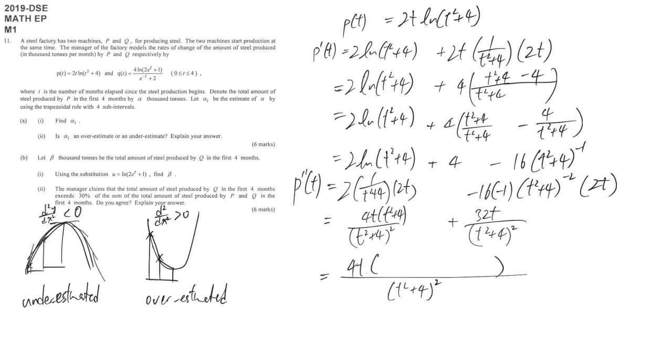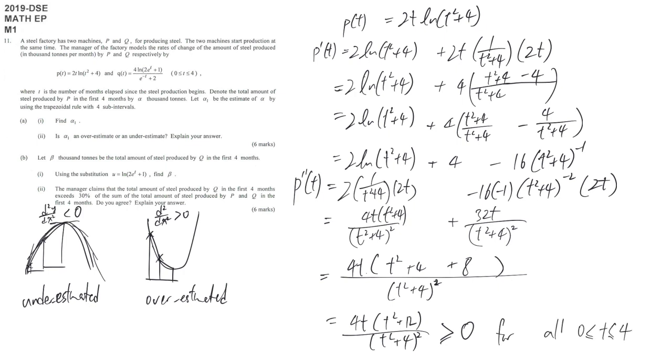Extract 4t, so what's inside is t squared plus 4 and also plus 8 here. So 4t times (t squared plus 12) over (t squared plus 4) squared. This is a positive value or 0 in this region, and then this is always positive. Something squared is always positive, so the whole thing is always larger than or equal to 0 for all t in this range. So therefore we say that this is an increasing slope, and then our calculation is overestimated.